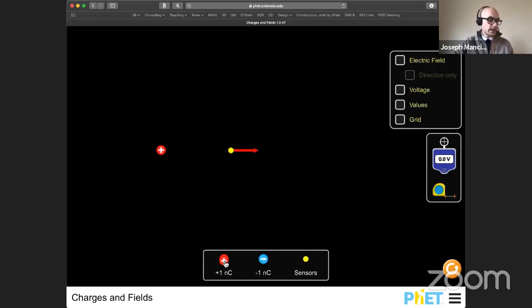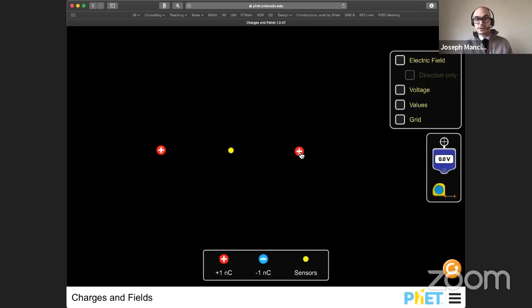But what if instead I were to drop another positive charge here, about the same distance away? And I'm kind of guessing on the distance here. I haven't let go yet. What do you think is going to happen to the direction and the magnitude of that red arrow when there are 2 positive charges nearby? And if I got it just right, yeah, I got it. The field adds up to 0.